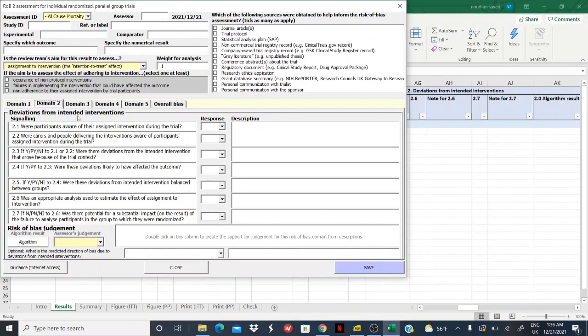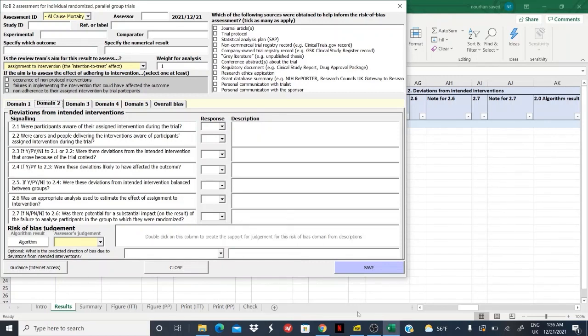but let's try and go through the signaling questions or the subdomains and try to explain what this domain is trying to get at. So the first question asks us, were the participants aware of their assigned intervention during the trial? And the second question is a related one, where the carers and the people delivering the intervention, so the doctors, the nurses, the practitioners around the patient, aware of the participants' assigned intervention. So this is basically concerned with blinding, right? Were the patients and the doctors blinded, or were they not? Was it an open label trial?